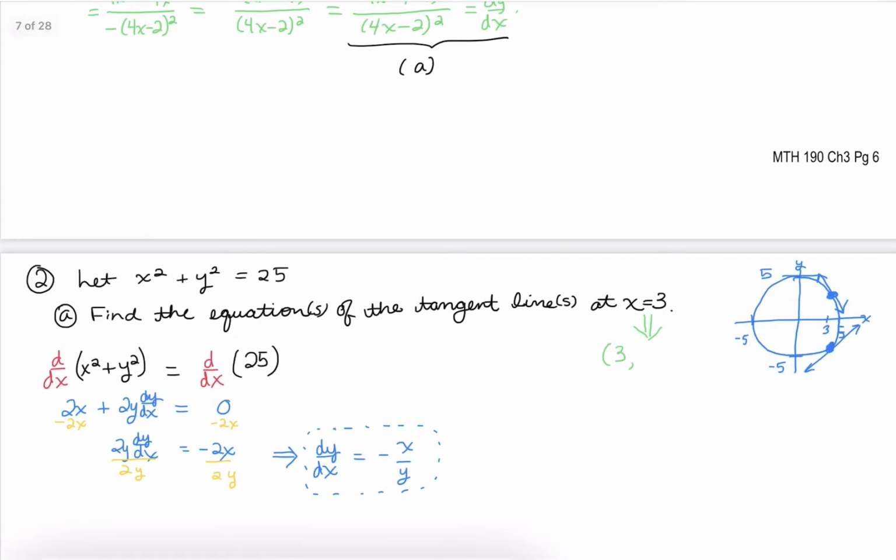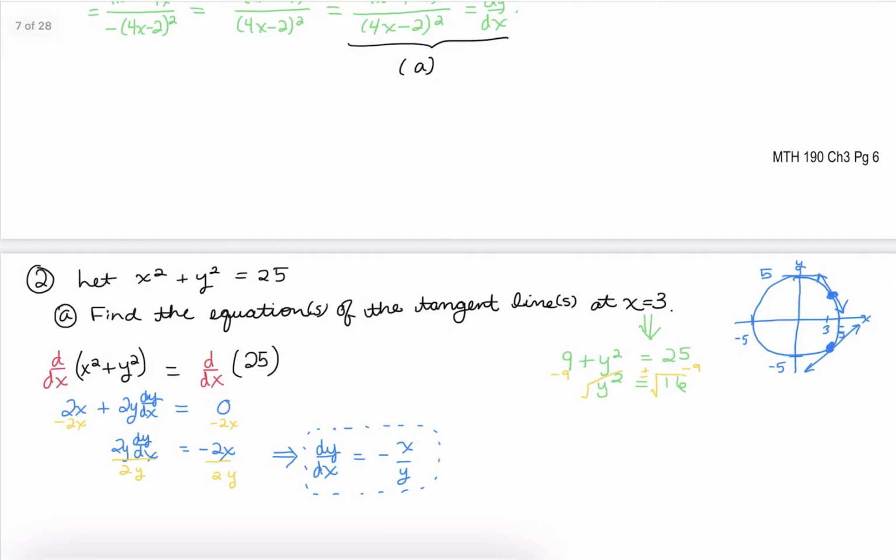So let's start by subbing 3 into the original equation. We have 3 squared, 9, plus y squared is equal to 25. Subtracting 9, y squared is equal to 16. And remember that anytime you take a square root to get rid of a square, you have to introduce the plus or minus square root.